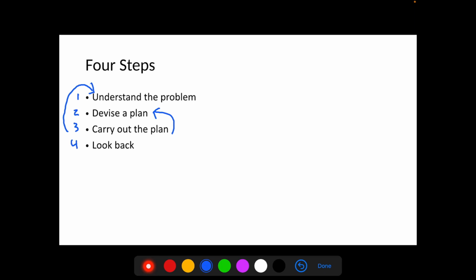So in this class, like I said, we'll be solving a ton of problems, and a big goal is to build your problem-solving toolbox so you get better and better at problem solving.